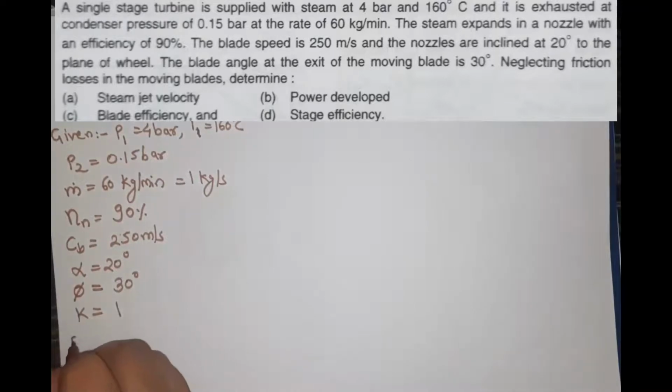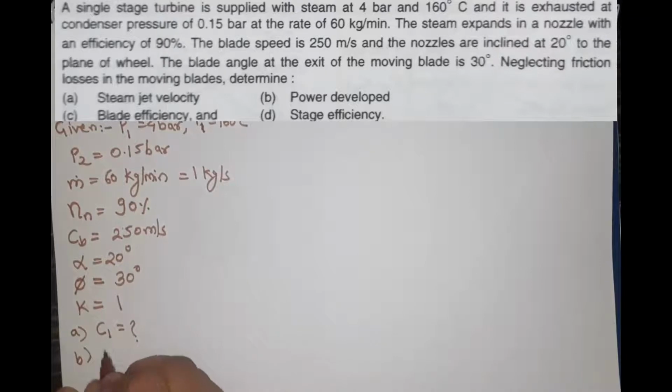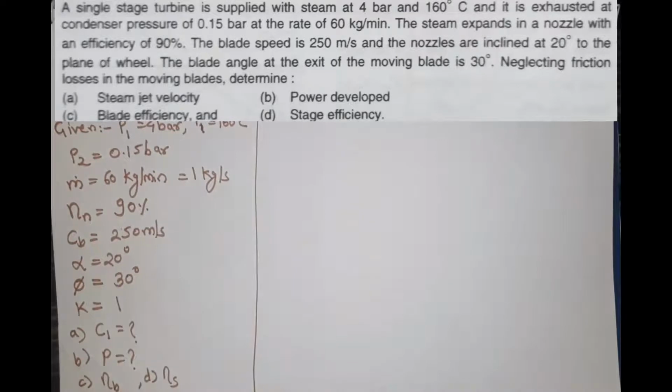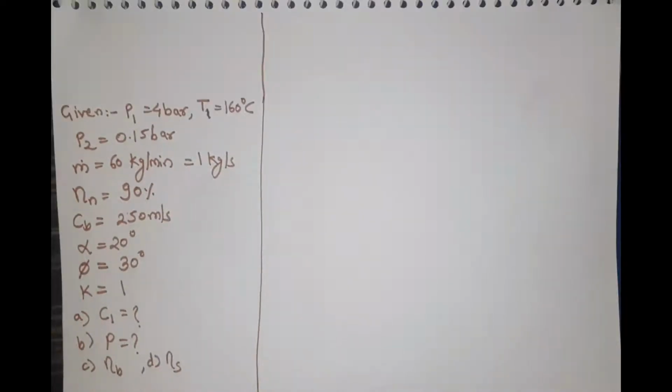Determine first one as steam jet velocity, that means C1, that is inlet, absolute inlet velocity of the steam. Second one is power developed. Third, blade efficiency, and last one is the stage efficiency. Let's draw the velocity triangle for this.